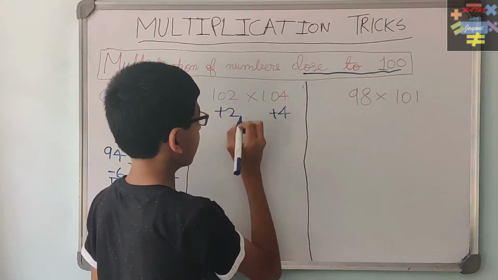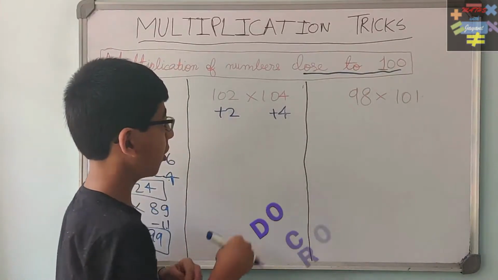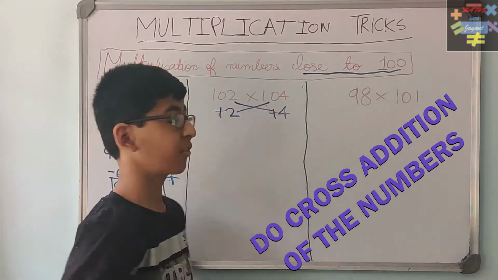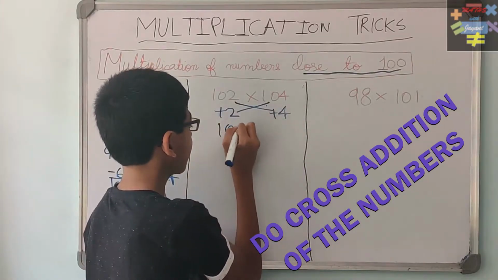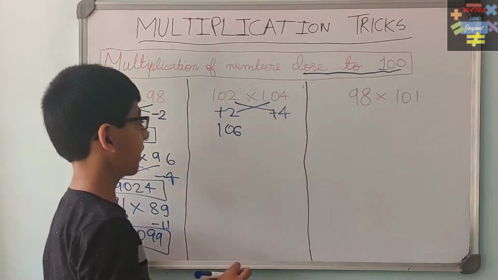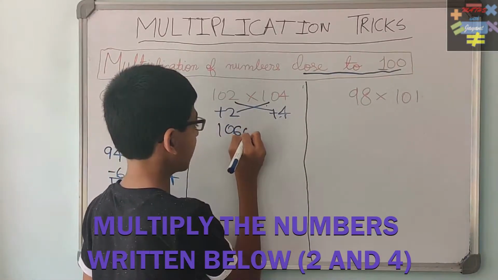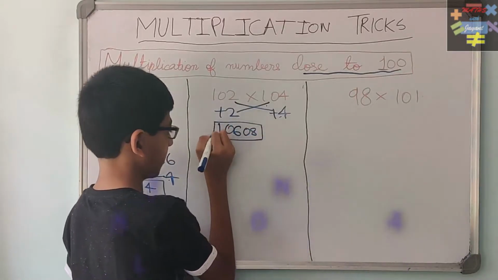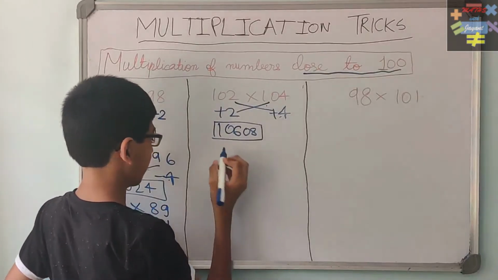Second step, over here we did cross subtraction. Now we'll do cross addition. 102 plus 4 or 104 plus 2. Anything we do gives us 106. And our third step, just multiply them. 2 into 4 gives us 8. Write the answer in 2 digits. You will get 10608.